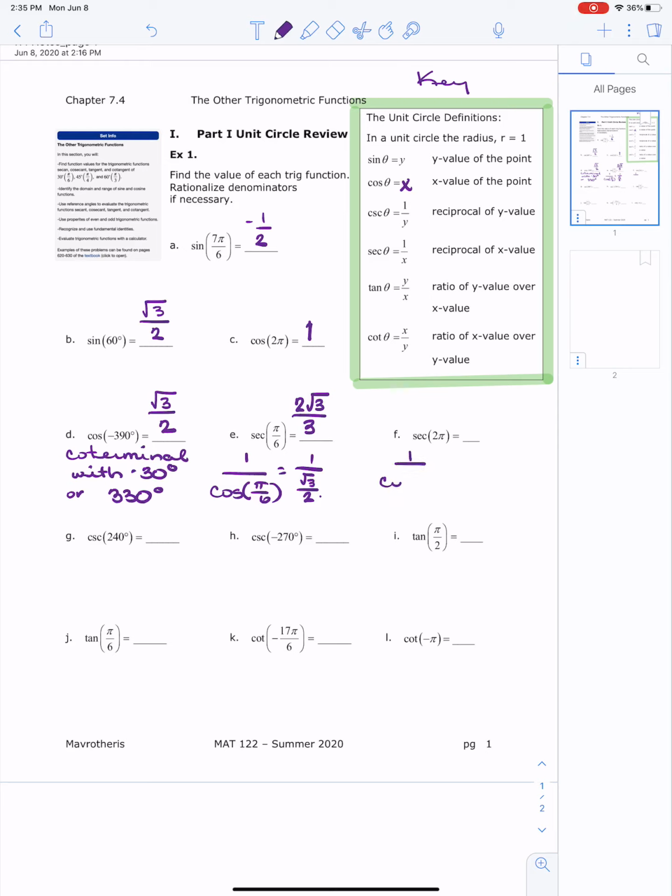F, the secant of 2 pi. That means I want 1 over the cosine of 2 pi. Secant is the reciprocal of cosine. We have cosine from above. That's 1 over 1. So this is 1.